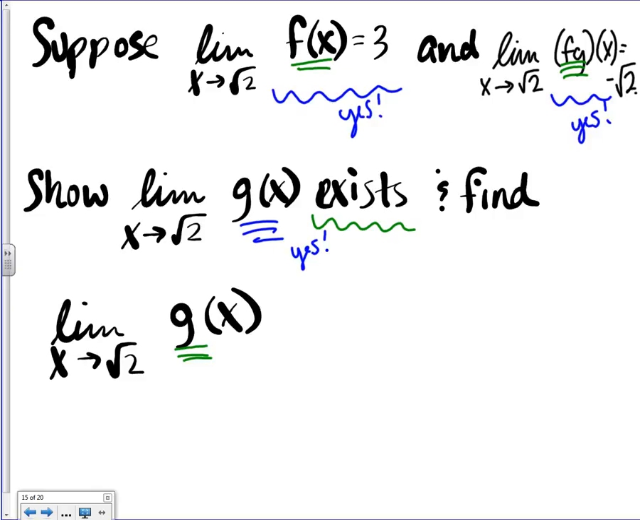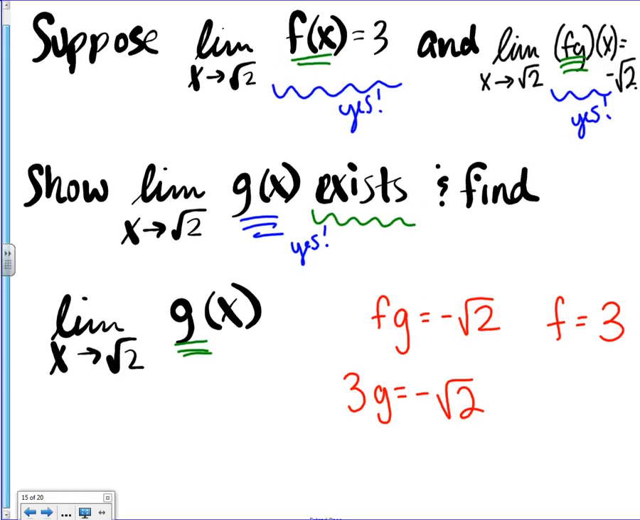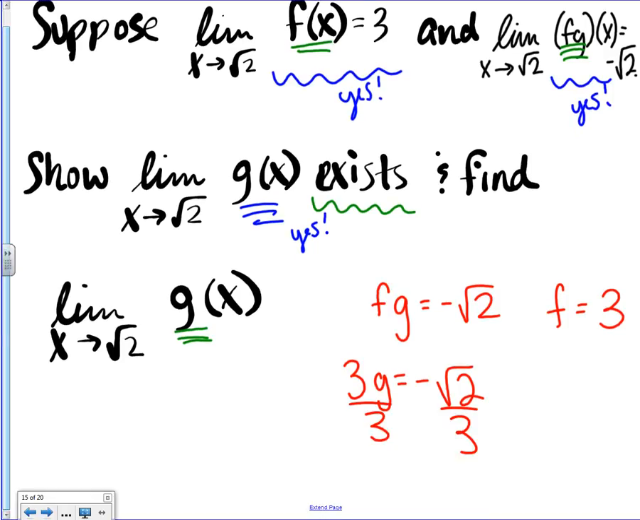Now, how am I going to find the limit of g of x? Well, if you look at what you have here up top, we have that f times g is equal to negative radical 2. And we have that f is equal to 3. Well, if you do some substitution here, if f is 3 and the product is negative radical 2, in order to solve for g, you're just going to divide. If I divide by 3 on both sides, I now have that g is negative radical 2 over 3. This is called the quotient rule, okay? And it's something that we will definitely go into more in depth later, but just a little preview for you.